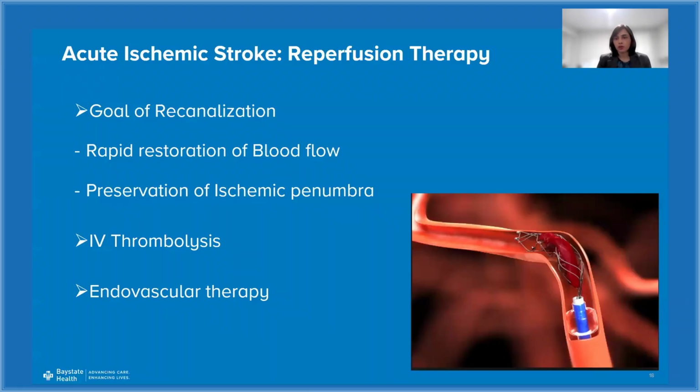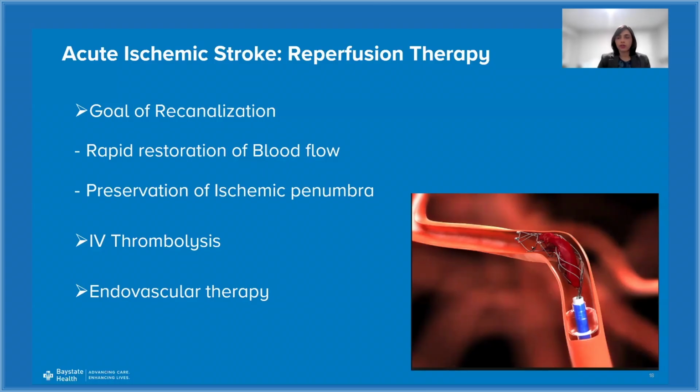So we talked about blockage of a vessel. So what's recanalization? Recanalization is essentially opening up a vessel that's completely blocked. And the goal of recanalization is to restore blood flow to the tissue which is at risk. And what we just discussed, it's trying to preserve the ischemic penumbra. There are two broad ways to do that.